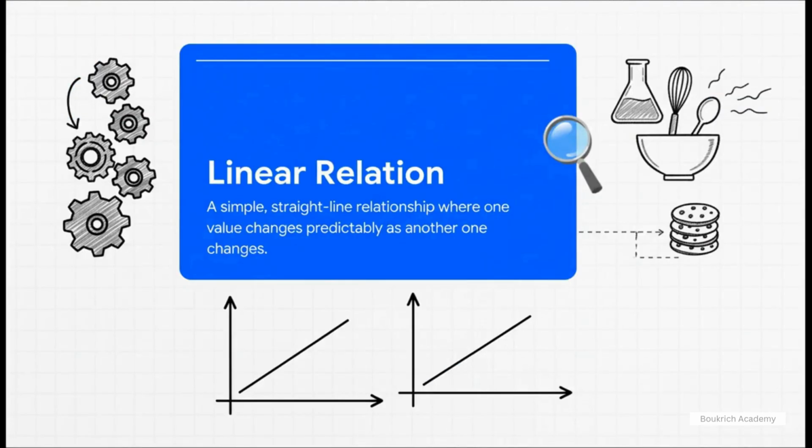So, the code we're cracking is called a linear relation. Now, that might sound complicated, but it's really not. It's just a simple, predictable relationship. When one thing changes, another thing changes right along with it, in a consistent, straight-line pattern. Think of it like a recipe. You follow the instructions, and you'll always get the same result.